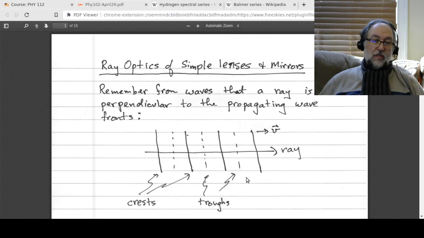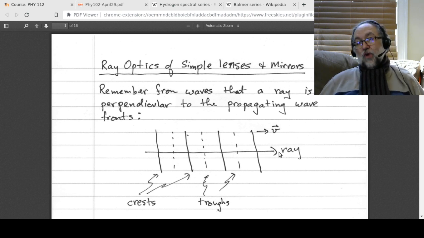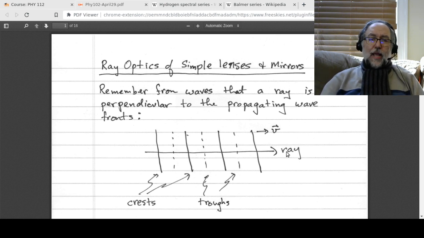If you were to actually watch this as a movie, the wave would propagate, and I'm showing you here that the wave is propagating to the right with some velocity v, like that. And you could define the ray as being a line, okay, which is perpendicular to the wavefronts, perpendicular to the crests and troughs, and pointing in the direction of the propagation of the wave. Okay, and so in this case, the ray would be pointing to the right, like that.